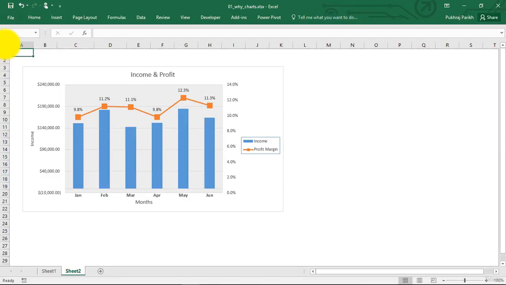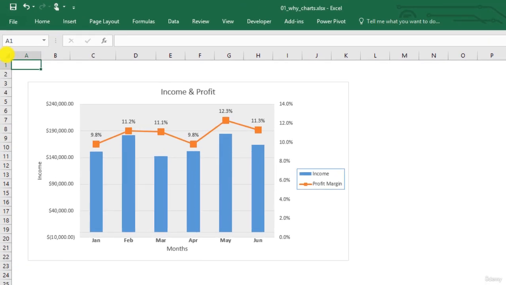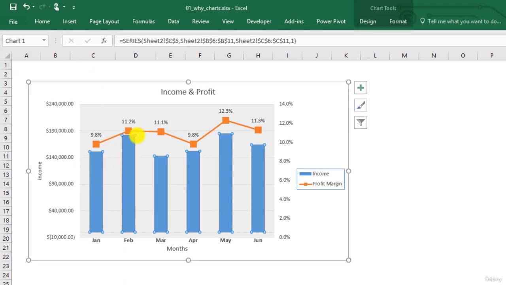Now, before we start to learn about different chart types, let us first look at different elements that constitute a chart. Here we have a chart displaying a graph of profit margin and income. Income is plotted as vertical columns and the profit margin is plotted as a line with square markers.